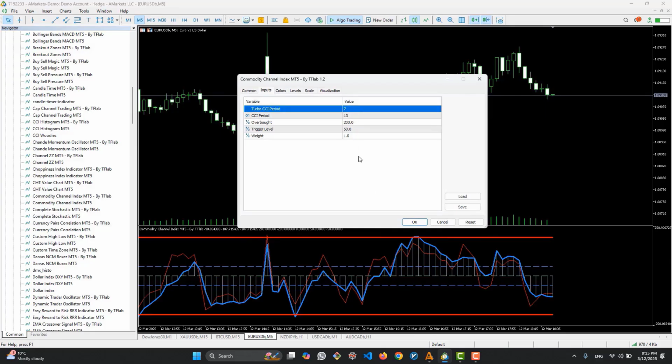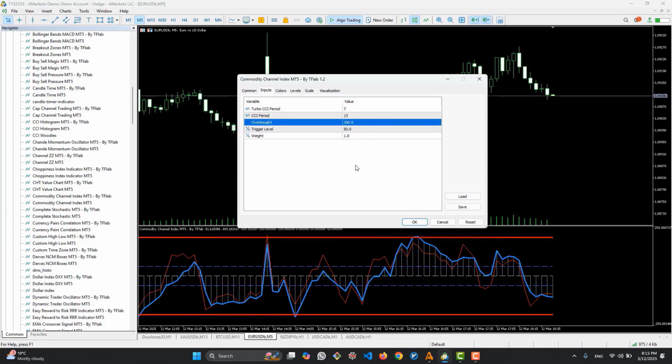The first option in the settings is the turbo CCI period, or the CCI with a smaller period, which we specify here. The next option is the period of the CCI indicator. The following option is where we specify the number considered as the overbought and oversold zones.